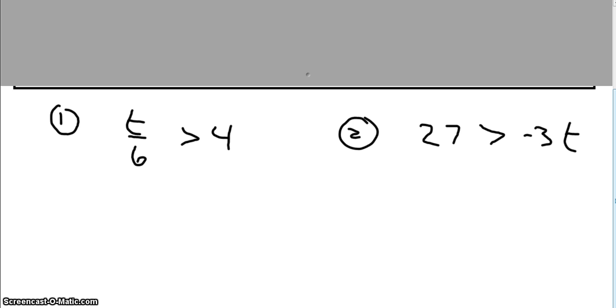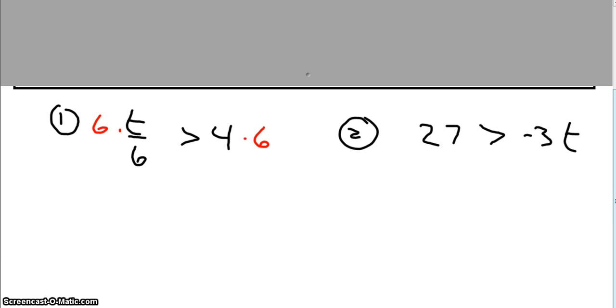We're looking at this one here, number 1. What are we dividing T by right now? 6. So what are we going to multiply by? Right, we multiply by the inverse. We're going to multiply both sides by 6. So before you do anything else, write that in. Both sides are being multiplied by 6.